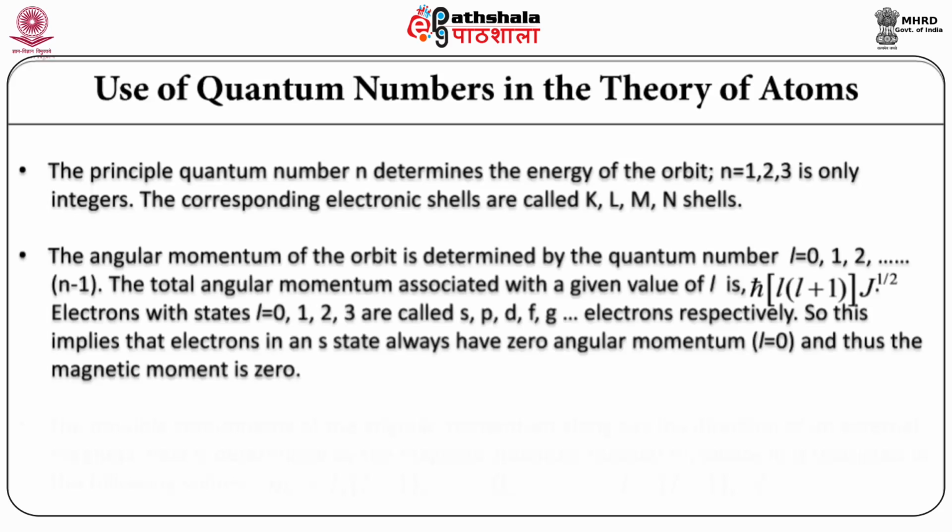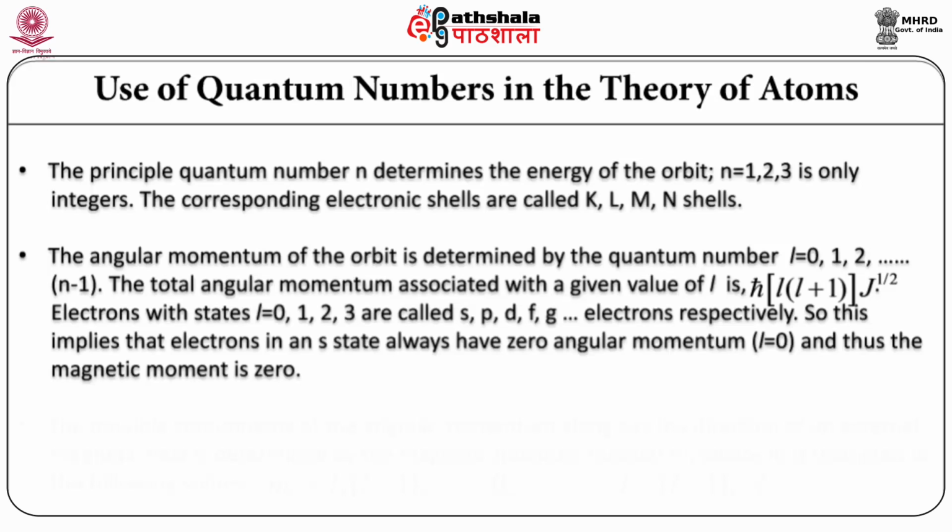The angular momentum of the orbit is determined by the quantum numbers small l equal to 0, 1, 2 till small n minus 1. The total angular momentum associated with a given value of l is equal to h cross into under root l into l plus 1. So, electrons with state l equal to 0, 1, 2, 3 are called s, p, d, f, g electrons respectively. This implies that electrons in an s state always have 0 angular momentum, that is small l equal to 0, and thus the magnetic moment is 0.